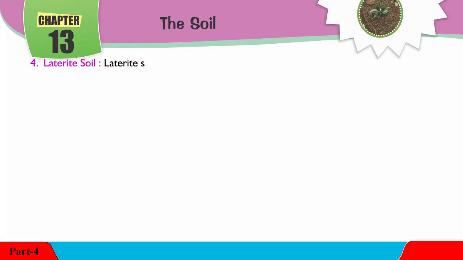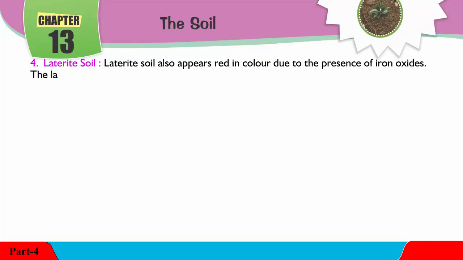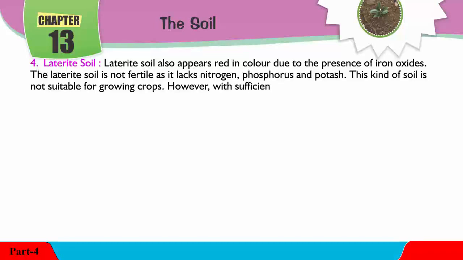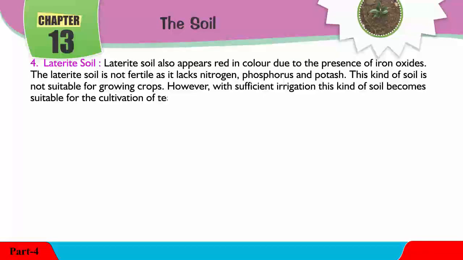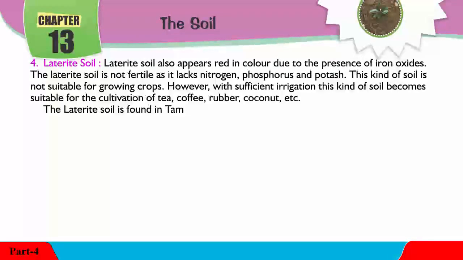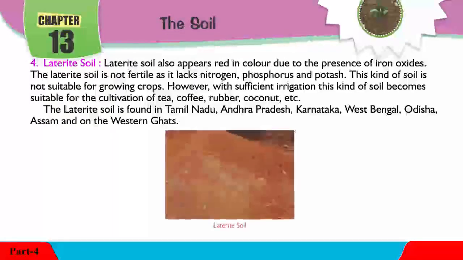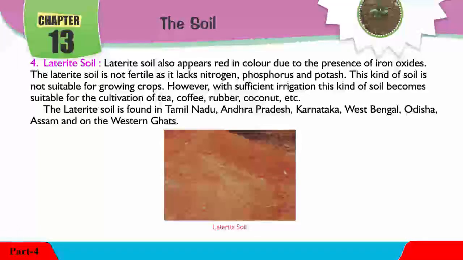4. Laterite soil. Laterite soil also appears red in color due to the presence of iron oxides. The laterite soil is not fertile as it lacks nitrogen, phosphorus, and potash. This kind of soil is not suitable for growing crops. However, with sufficient irrigation, this kind of soil becomes suitable for the cultivation of tea, coffee, rubber, coconut, etc. The laterite soil is found in Tamil Nadu, Andhra Pradesh, Karnataka, West Bengal, Odisha, Assam, and on the Western Ghats. Laterite soil.